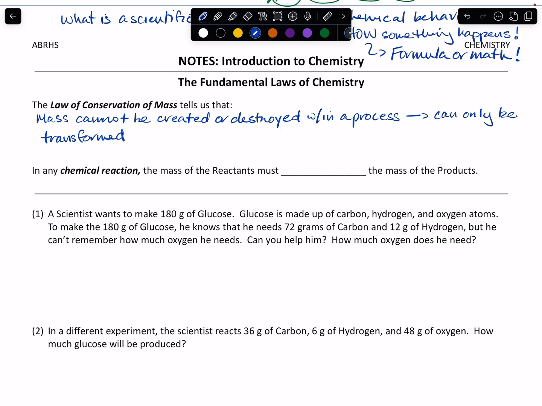If we're talking about a chemical change, all right, so any chemical reaction, then the mass of the reactants must equal the mass of those products. All right. So another way to think about this is you can't just make stuff up and you can't just get rid of stuff because it's inconvenient. All right. The law of conservation of mass tells us that we have to account for everything that we have to start with. It must be somewhere in those products.